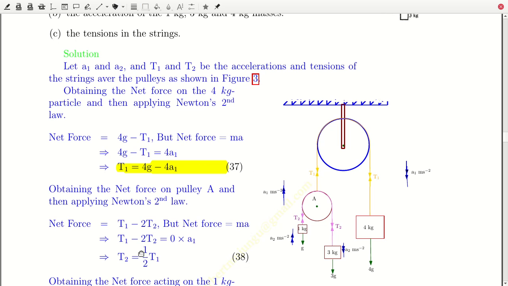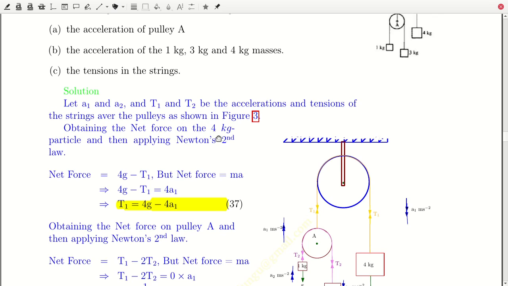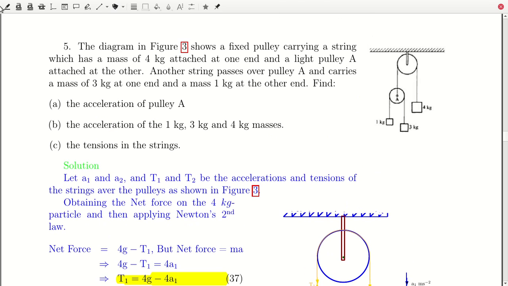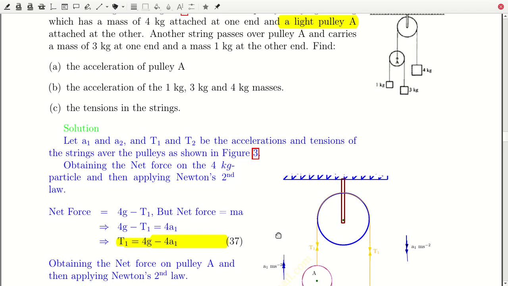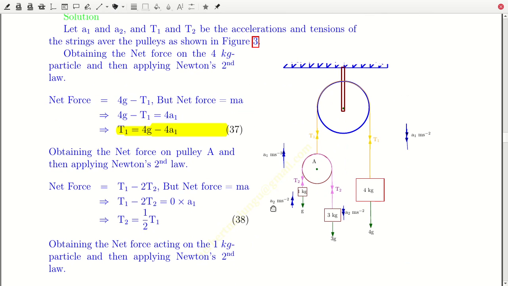Now, if we move to the pulley, which is not fixed, pulley A, they told us that pulley A is light. As you can observe, the word light is here. So when an object is light, we assume that it is massless, its mass is almost zero. So the forces acting on this pulley, we have this tension T1 and these two tensions T2.